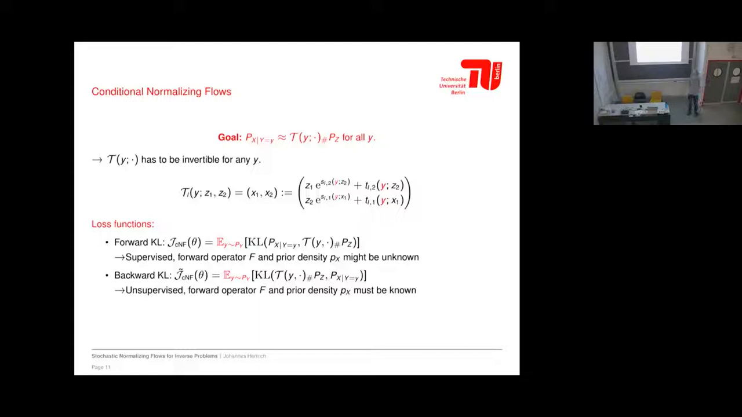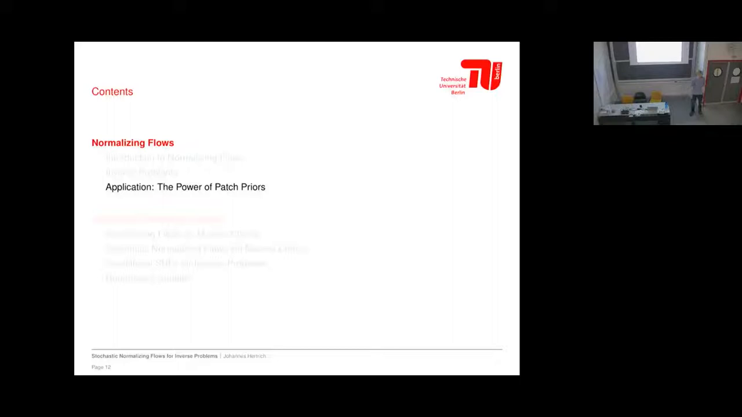On the other hand, I can just, again, interchange both arguments here. And this yields an unsupervised loss function. So I don't need labeled data pairs, but I need the forward operator and the prior distribution here. Okay, now I want to present two applications of how we can use normalizing flows and patch priors for unsupervised solution of inverse problems.